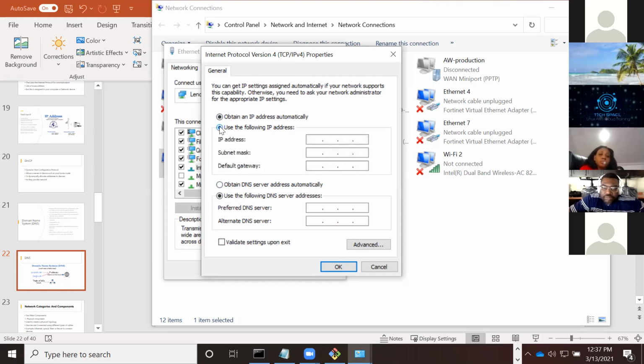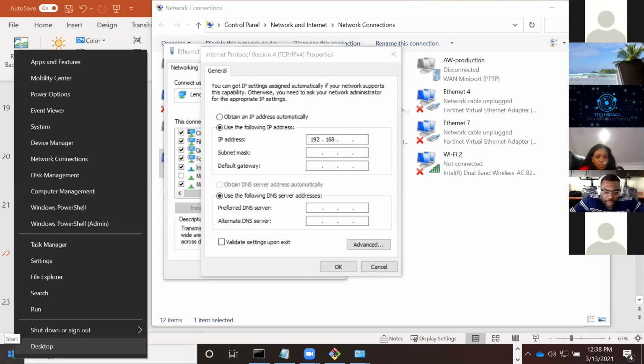And that's why it's always good to set up a static IP. So let's go ahead and set up static IPs on our machines. You can always undo this. So can someone walk me through that?